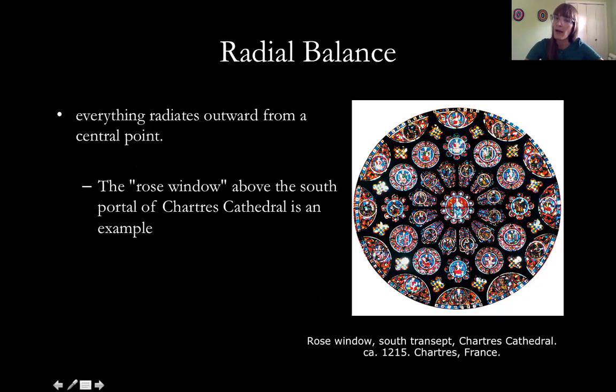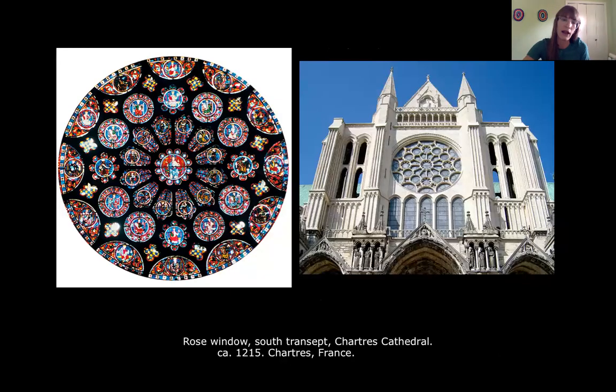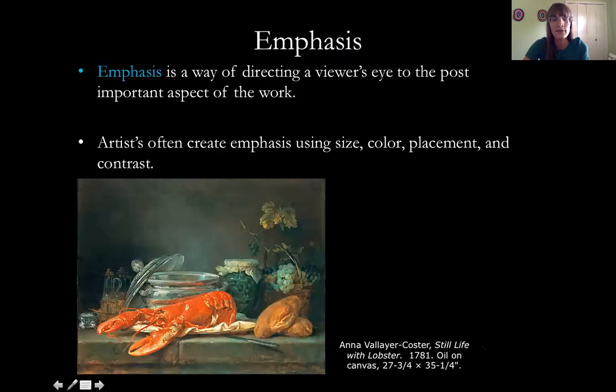We also have radial balance. This is where everything radiates outward from a central point. You often see this in church rose windows. Here's one from Chartres Cathedral as an example, and you can see where it would actually be in the cathedral. You've probably seen these often if you've ever studied Gothic church architecture. So that's another way to establish balance.